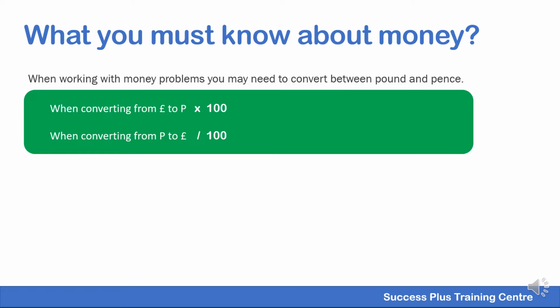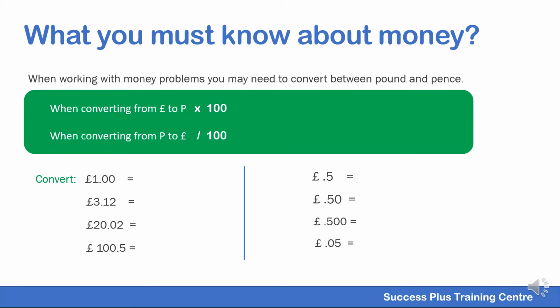When converting from pound to pence, we times by 100. And when we're converting from pence to pound, we divide by 100. Let's put those two rules into practice. Can you convert the values of pounds into pence? Pause the video and have a go.